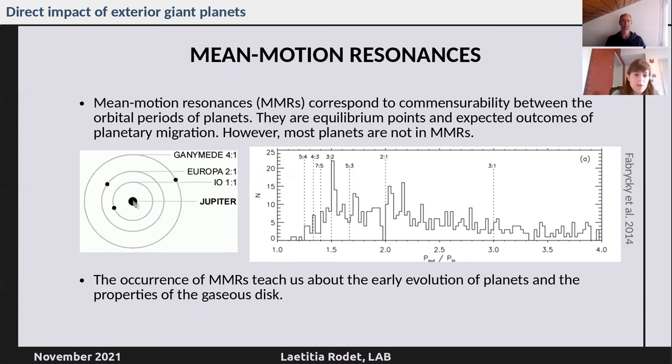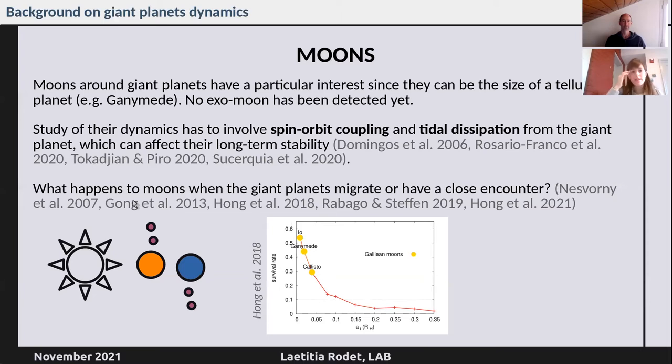But speaking of the moons of giant planets, I'd like to say a few words on that also. The moons of giant planets are interesting because they can be the size of a terrestrial planet, as Ganymede shows us. Although no exomoon has been detected yet, we think that it is possible in the near future, especially by transit. Studying the dynamics of exomoons is a bit more complicated than just studying the dynamics of the planets, because you have to take into account spin-orbit coupling and tidal dissipation, which can be non-negligible and affect their long-term stability.